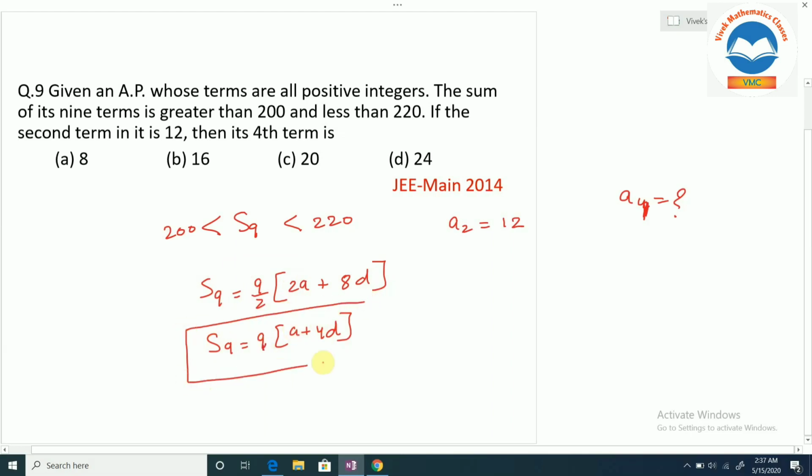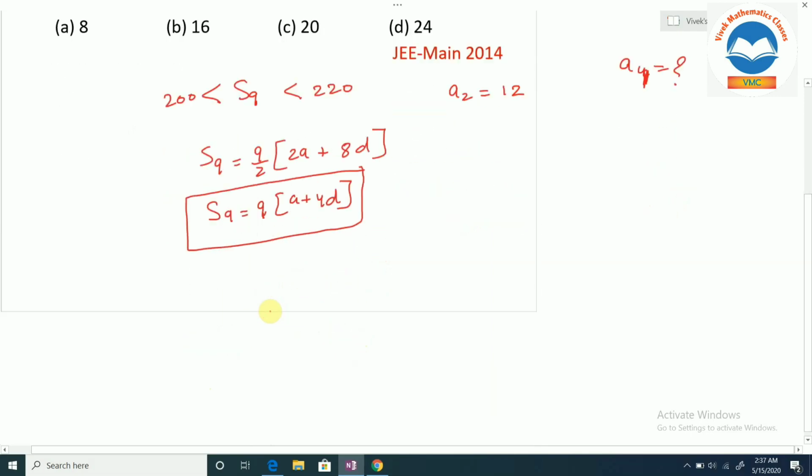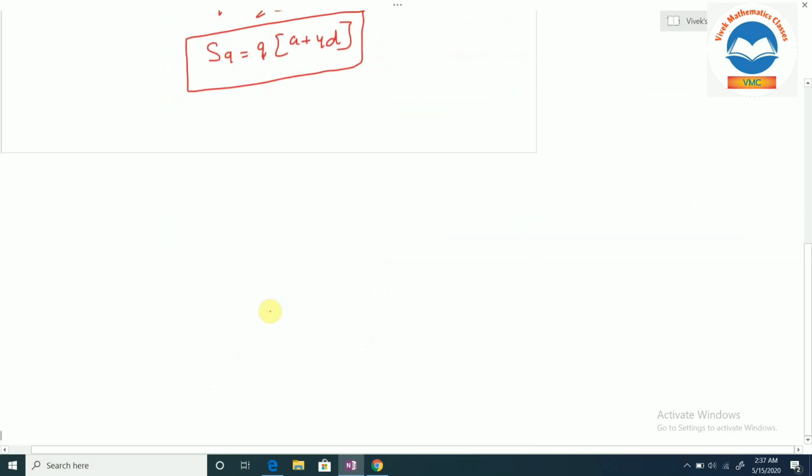Here we are getting S9. Now they are saying that this S9 varies from 200 to 220. We will apply this: 200 is less than 9 into (a plus 4d), which is less than 220. Divide by 9. We will get 200 divided by 9 is less than a plus 4d, and this is less than 220 divided by 9.